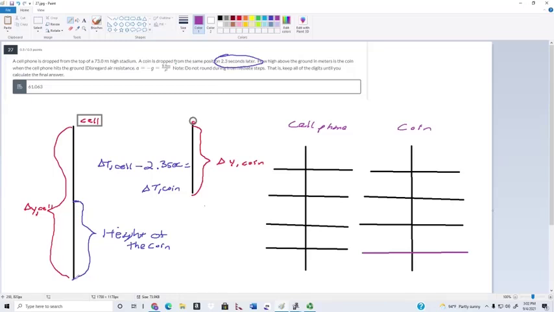And then when the cell hits the ground, what they want you to figure out is how high above the ground is the coin at that moment. So if you could just imagine, let's say the cell hits the ground and you could just freeze time for a second, and you look, the coin would be suspended somewhere in midair, let's say about right here. What is this height is what you're trying to figure out. That's how this problem works.